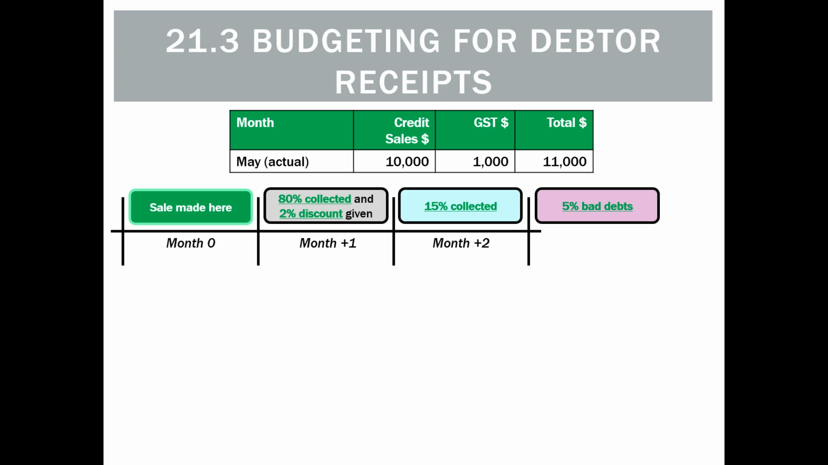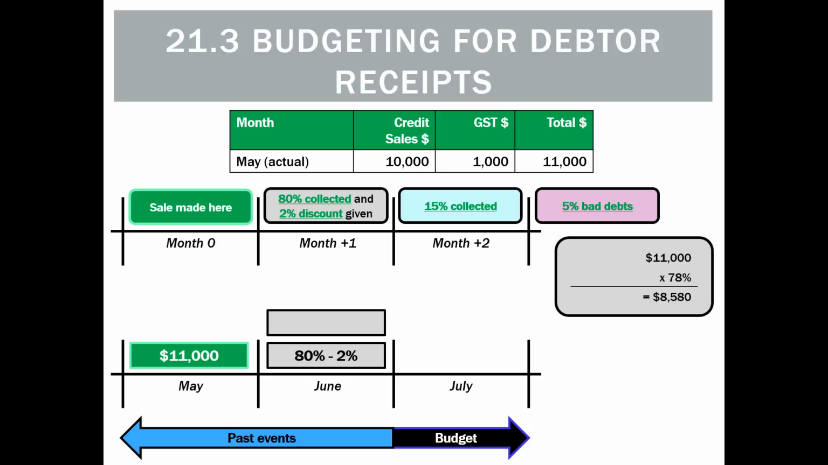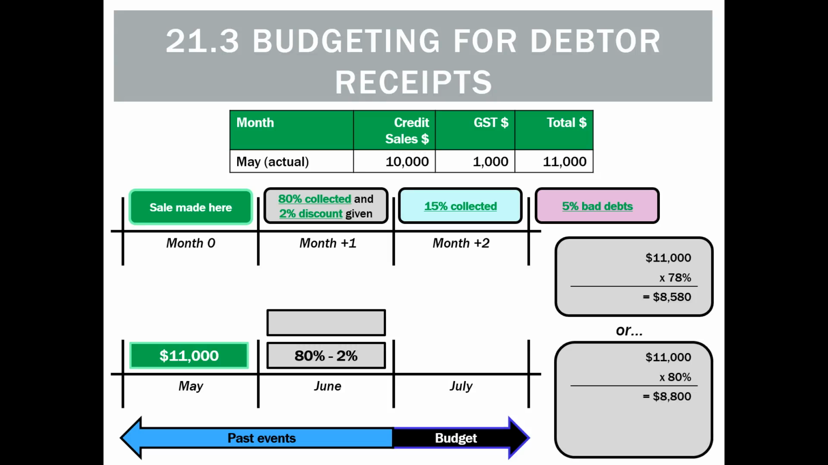So looking at doing this budget now, we can start to put together some numbers. Looking at May's sales, May's were $10,000 plus GST, so that was $11,000. So we know 1 month later, we'll get 80% less 2%. It just comes down to the calculation now. How do we figure out how much this is? We've got two choices. We could say, is it $11,000 times 78%, which is 8,580, or do we do 11,000 times 80%, which is 8,800, and then times that by 98% to get 8,624.